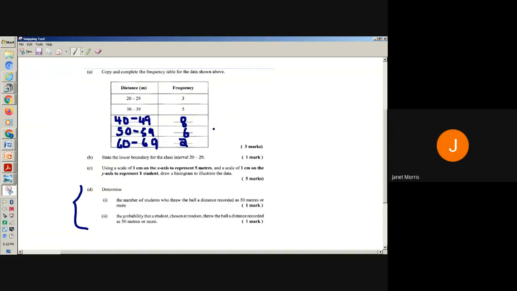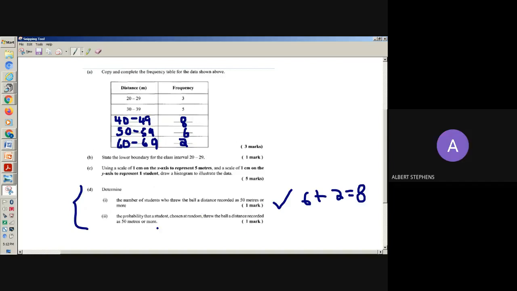Sir, I was looking at the meter distance and the frequency. And from 50 to 59, I saw 6. And then you have 60 to 69, 2. So I add those, 6 plus 2. Awesome. You're absolutely correct. Everybody get that? Yes, sir.